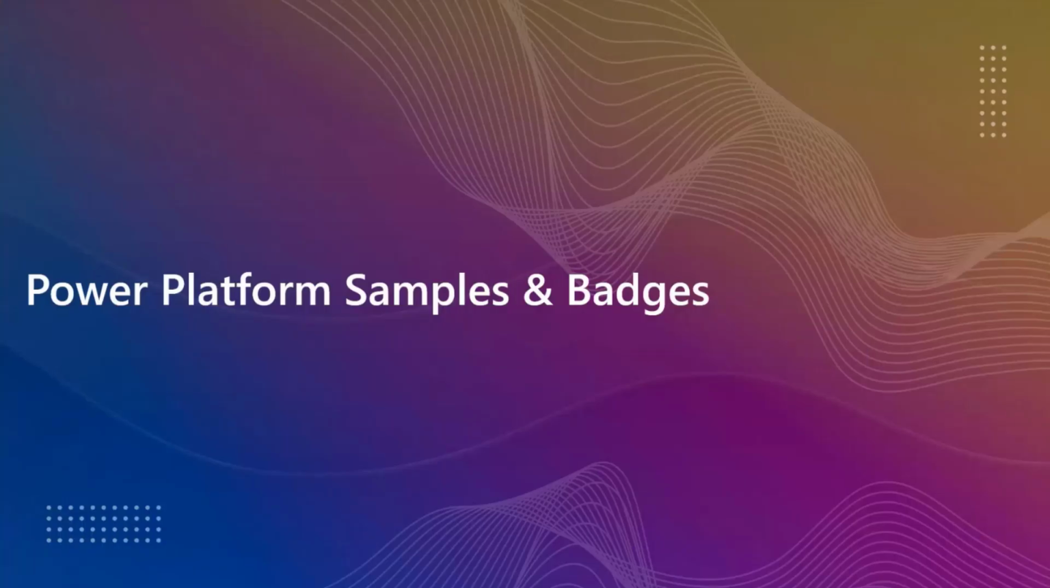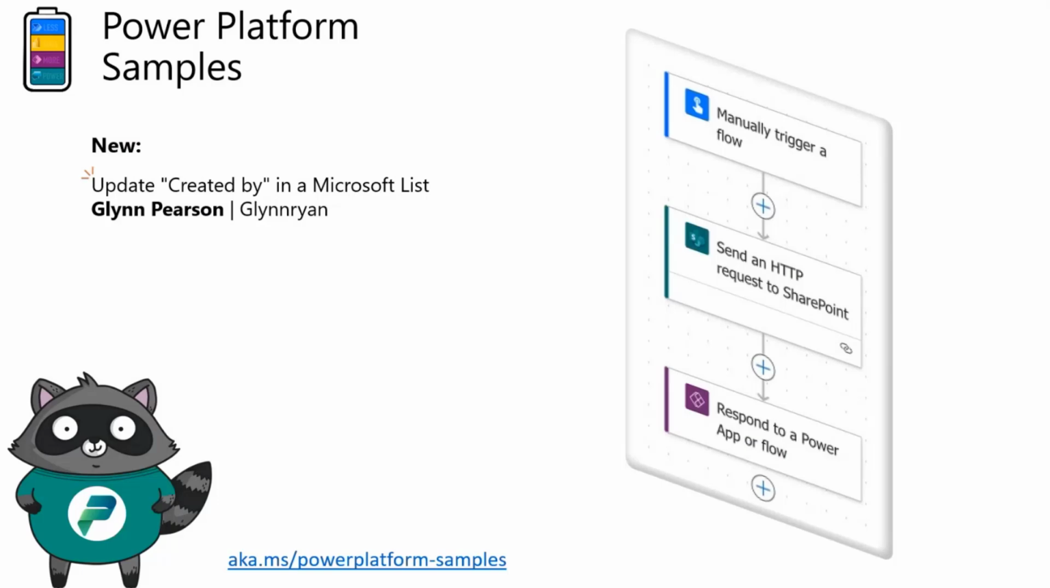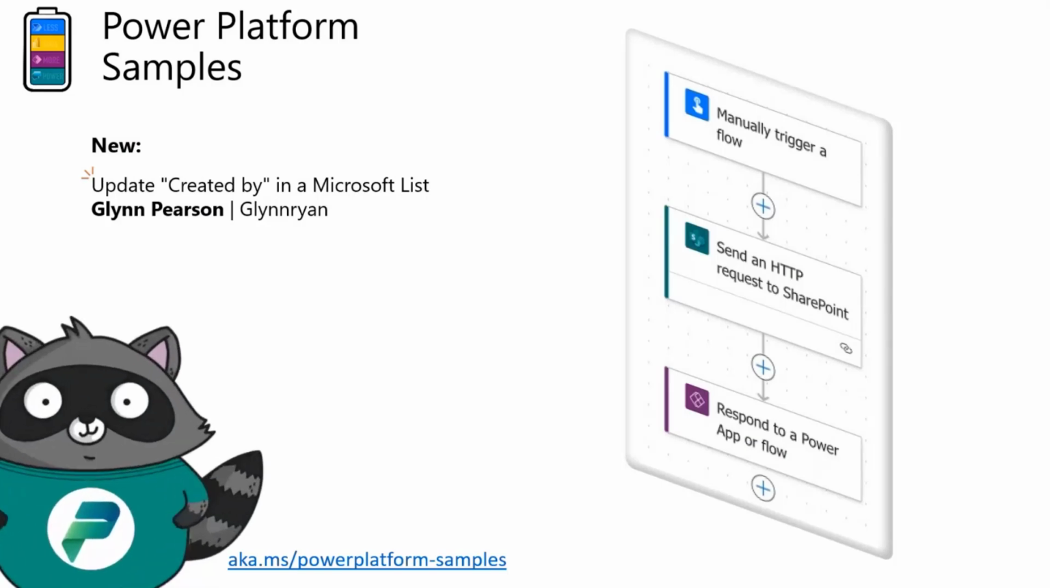Okay, let's talk about some samples and badges. The first one is a sample. Kate couldn't be here today, but she wanted me to cover this for her. We've got a Power Automate sample on updating created by in a Microsoft list by Glenn Pearson. So Glenn, thank you. Glenn submitted a sample during what is it?